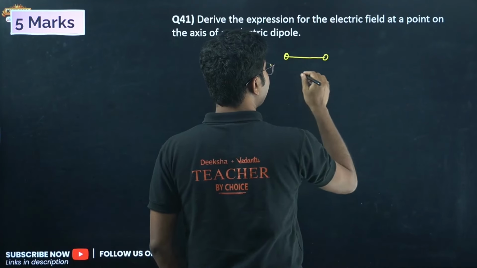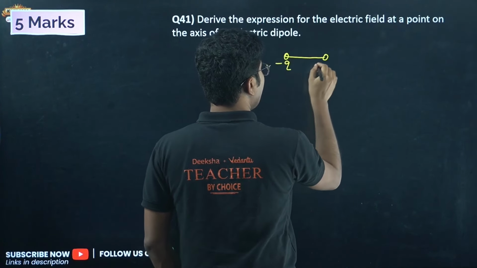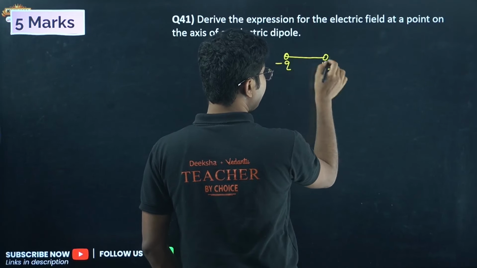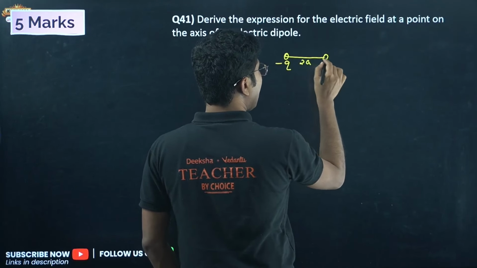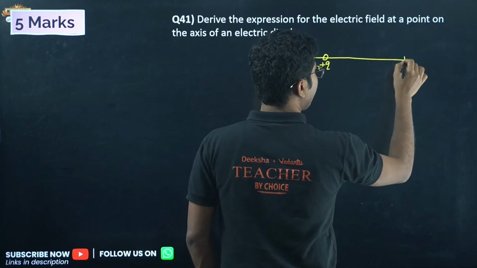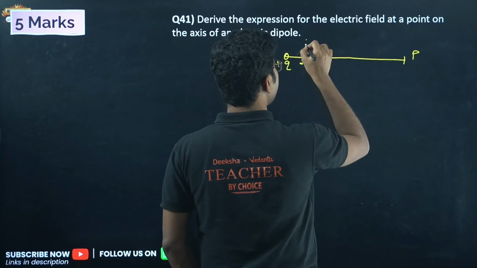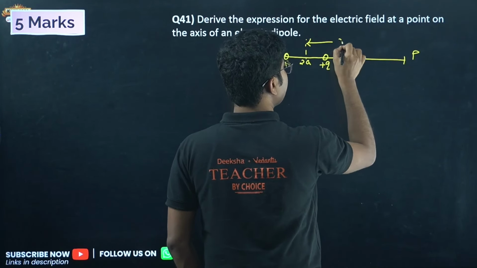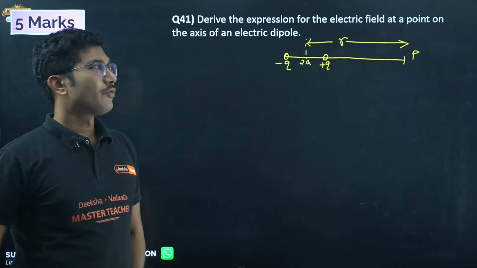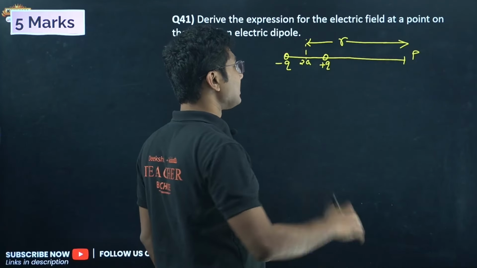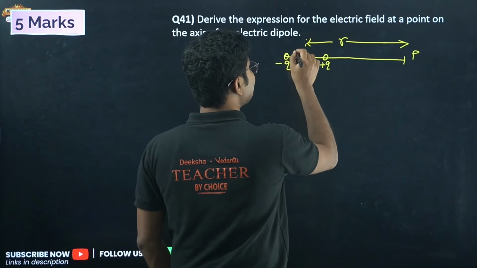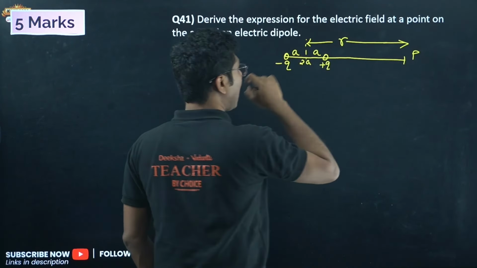So suppose we have charges minus q and plus q. The distance between the charges is say 2a, and we are trying to find the electric field at a point P. The distance of the point P from the dipole is given by r. Remember that the distance from the dipole is always measured from the center of the dipole. This is a, this is also a.